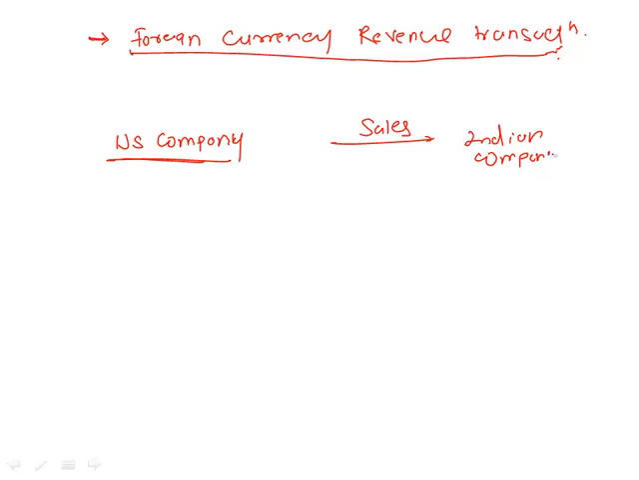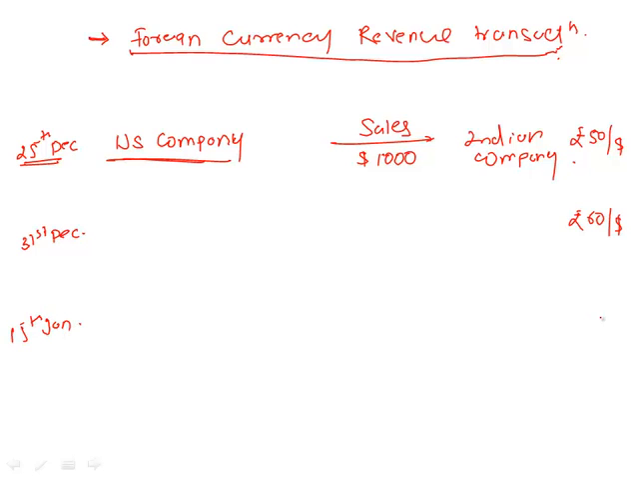Okay. Now the sales was made on, let us say, 25th of December. The sales amount was $1,000 and the exchange rate on 25th of December was rupees 50 for a dollar. This sales was made on credit. On 31st December, the payment was not yet made, but the exchange rate had become rupees 60 for a dollar. The payment was made eventually on 15th of January when the exchange rate had become rupees 55 for a dollar. We are going to close our financial statements on 31st of December.